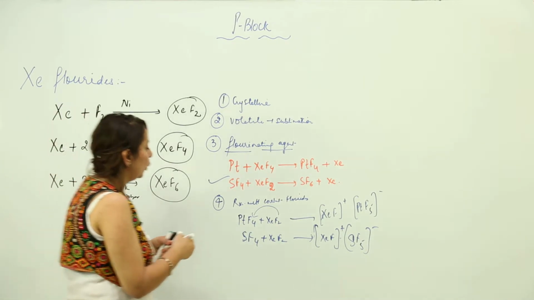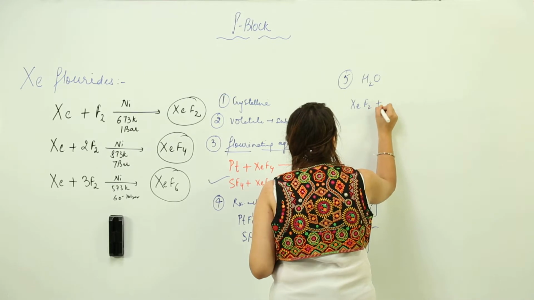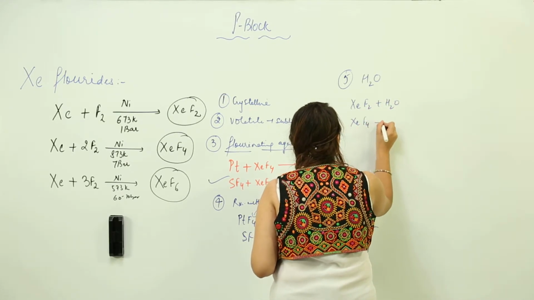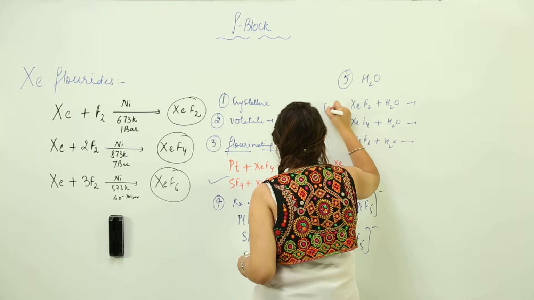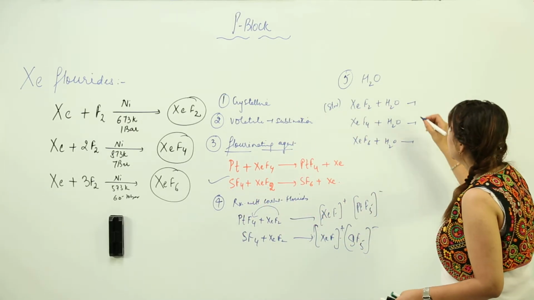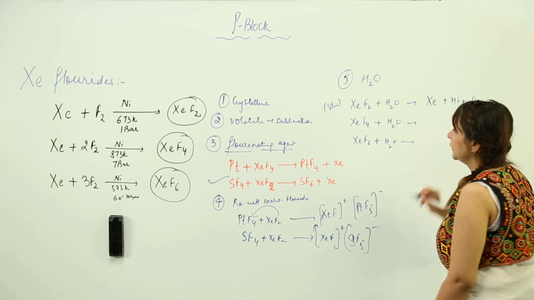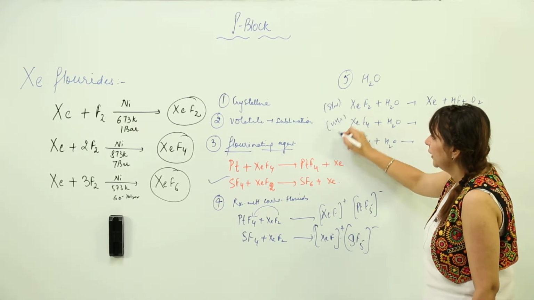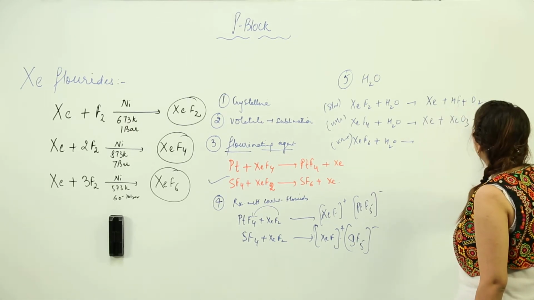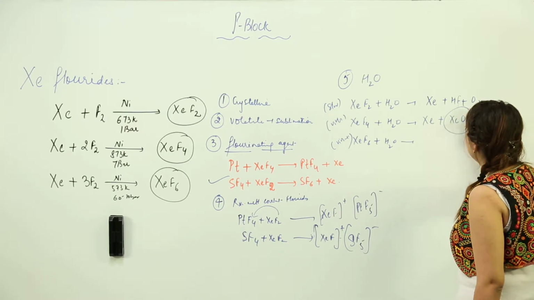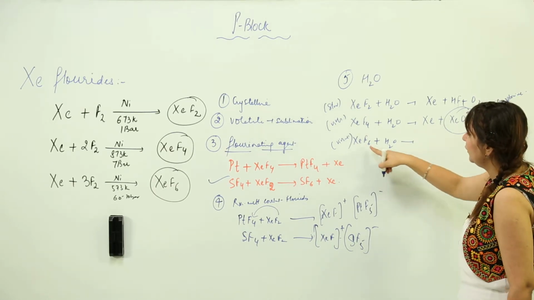Moreover, one more important reaction is with water. They get hydrolyzed. So we take XeF2 and react with water, and we can also hydrolyze XeF4 and XeF6 with water. We will get different products. The reaction is somewhat slow in the case of XeF2, and the products are Xe plus HF plus oxygen. XeF4 reacts somewhat violently, and it produces xenon, xenon trioxide, HF and O2. This compound formed is explosive in nature, highly explosive. Likewise, we have XeF6 plus H2O.